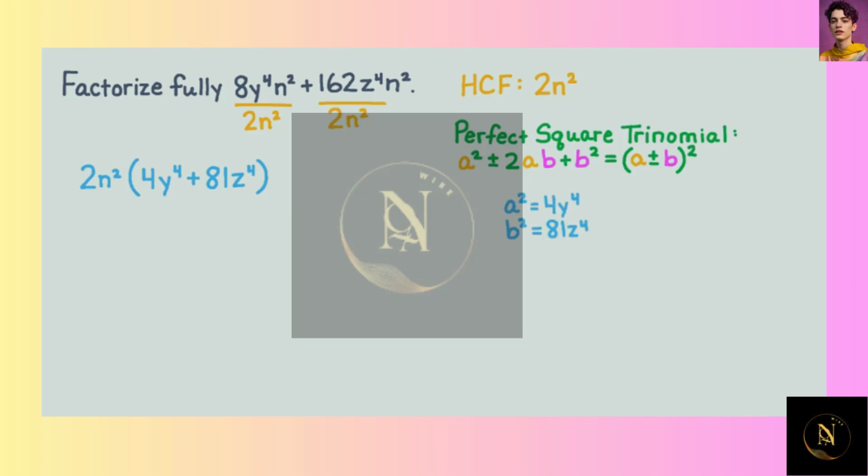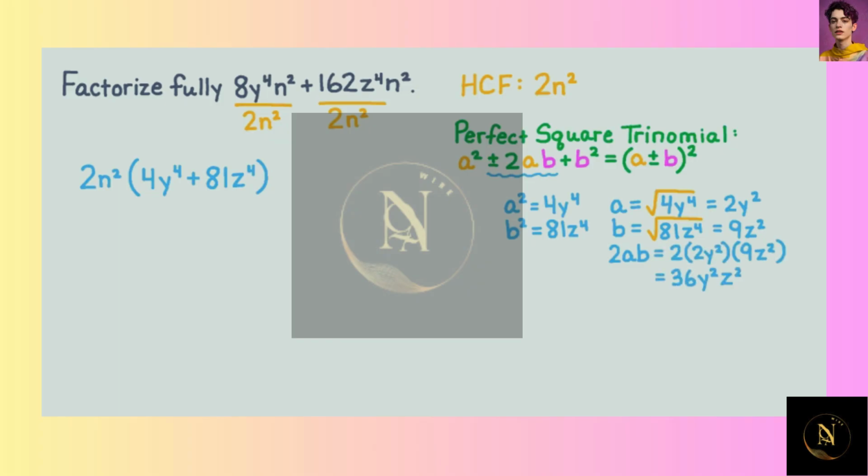In this example, if we take a squared to be 4y to the fourth power and b squared to be 81z to the fourth power, then our value of a is the square root of a squared, which is equal to 2y squared. And our value of b is the square root of b squared, which is equal to 9z squared. Then our middle term is equal to 2ab, or in some cases, negative 2ab. 2ab comes out to 2 times 2y squared times 9z squared, which is 36y squared z squared.